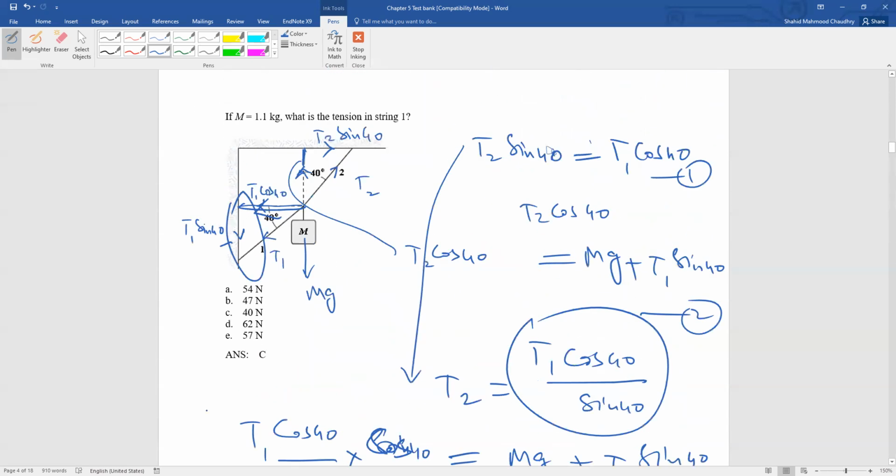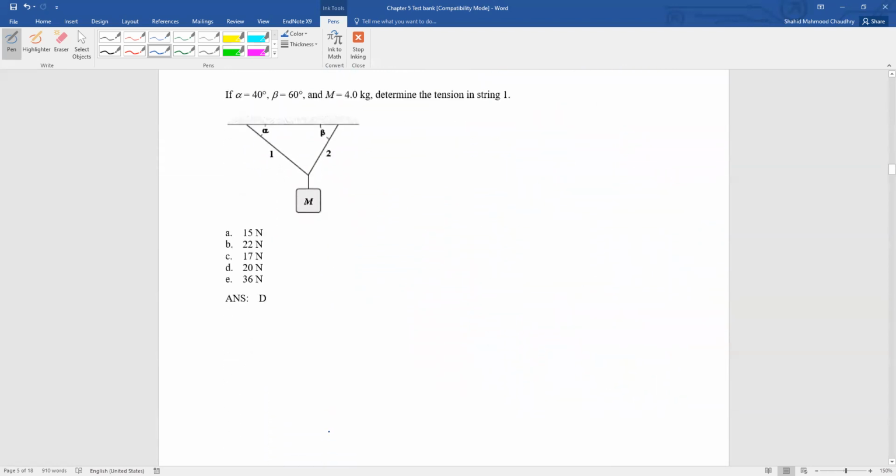So in this problem, you have to first find the components and then write the equations along the x-axis and y-axis. After this, let's see the next problem. If alpha is 40, beta is 60 and m is 4 kg. So the weight mg is acting downward. Here you can make the components. If this is alpha, this is also alpha according to geometry. This is beta, this is also beta.